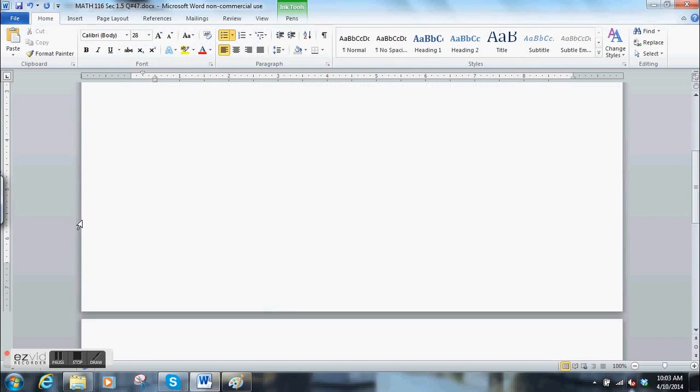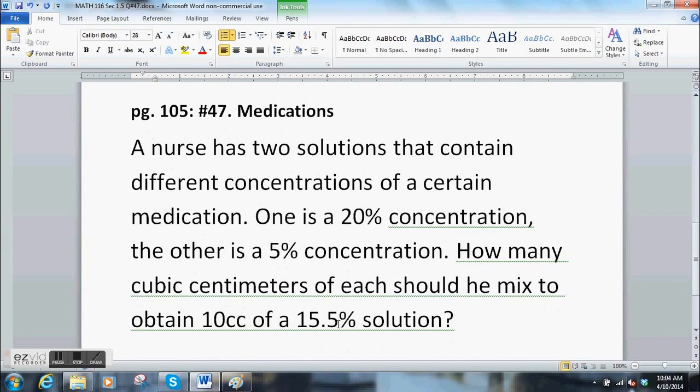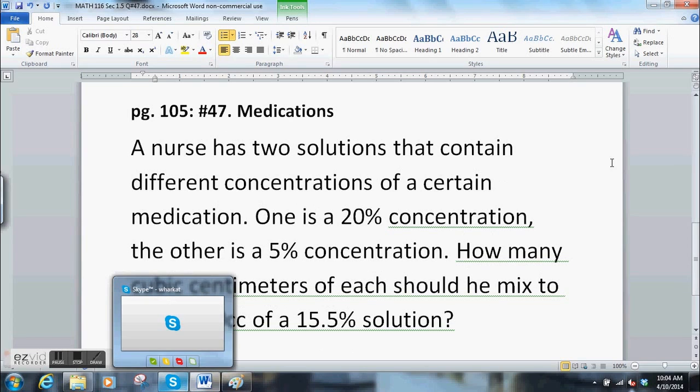So you should also be able to set up a story problem. And here's a story problem that I like. It's question number 47, medications. Do you like that font? Is that big enough for you?